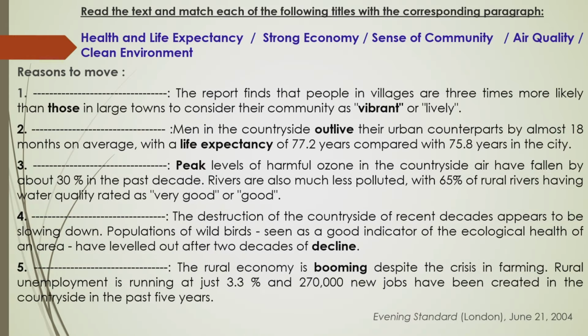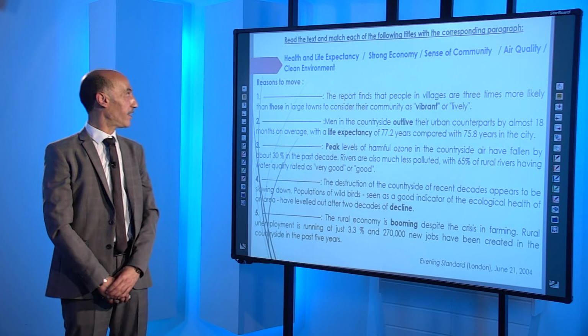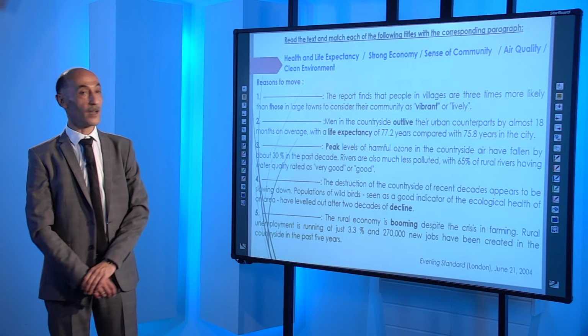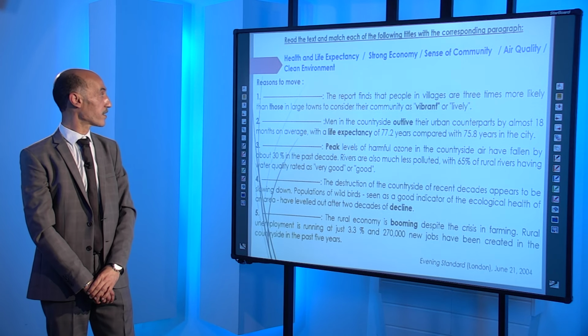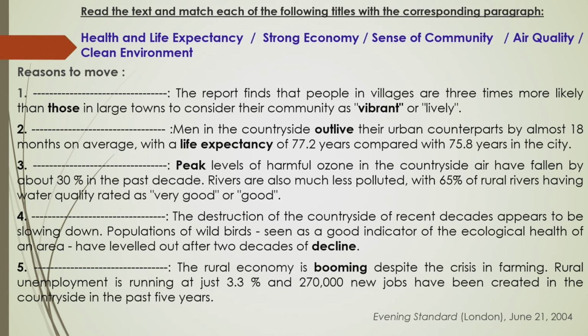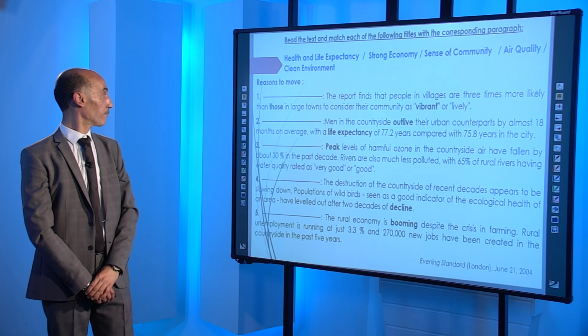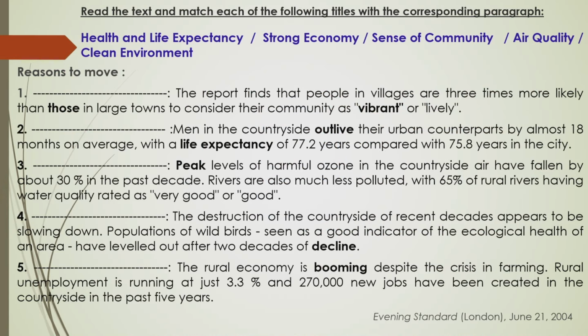Now, we have a text to consider today, taken from the textbook, and we'll read the text together and match the following titles with the corresponding paragraph. As you have noticed, we have 5 paragraphs to consider, and these headings or titles should be matched with the right paragraph. So, these are the reasons to move. In paragraph 1, we focus on community, the community in villages in the countryside.